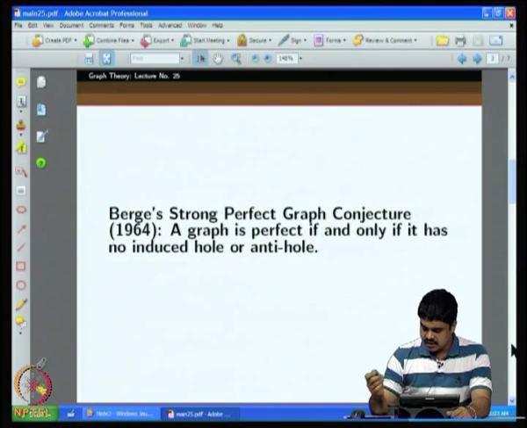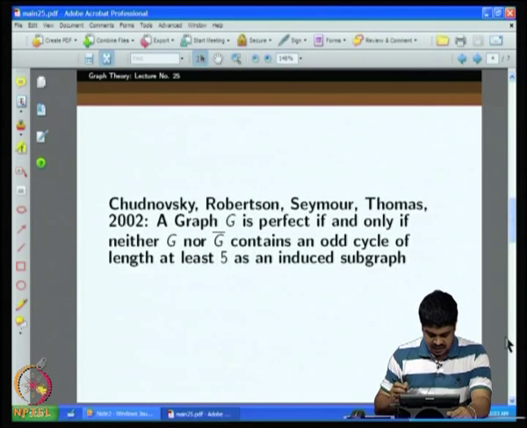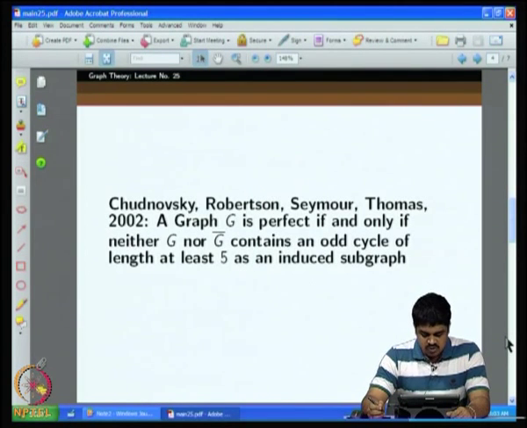Then very recently in 2002, Chudnovsky, Robertson, Seymour and Thomas proved the conjecture. They say that a graph G is perfect if and only if neither G nor G bar contains an odd cycle of length at least 5 as an induced subgraph. Or equivalently, G does not contain a hole or an anti-hole.